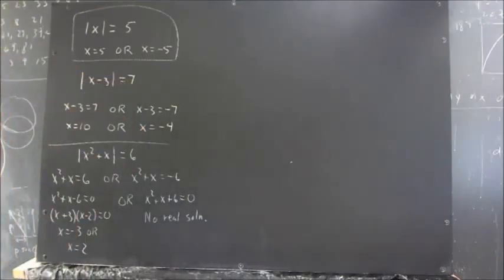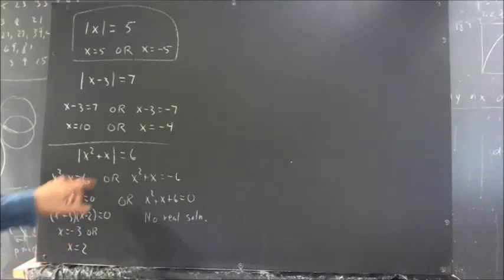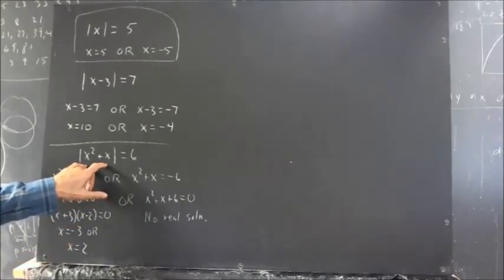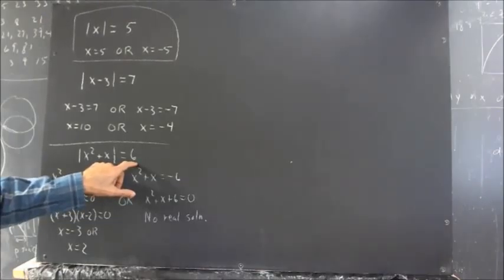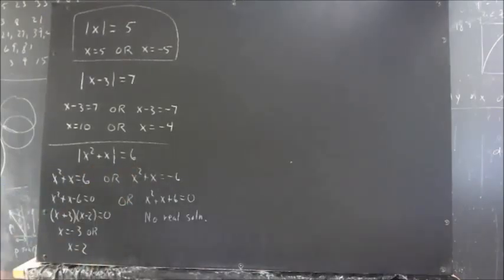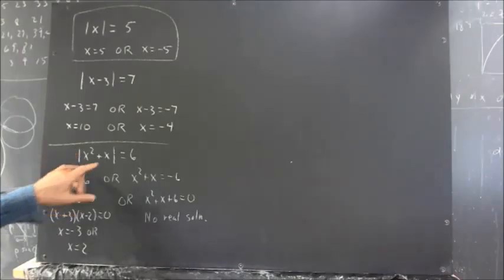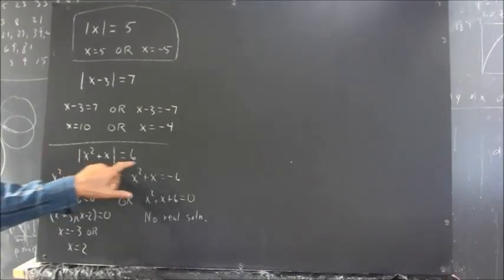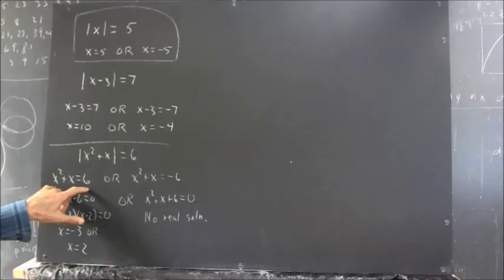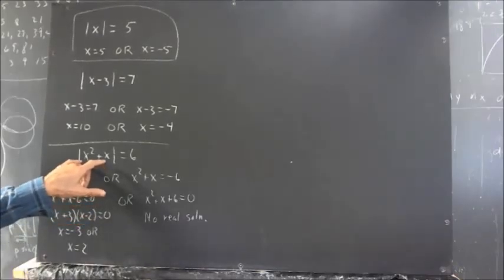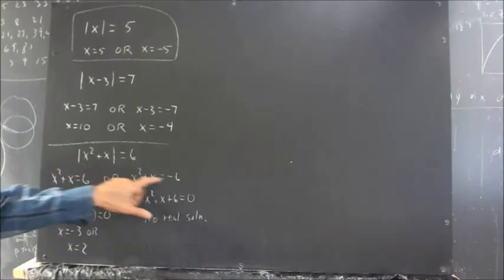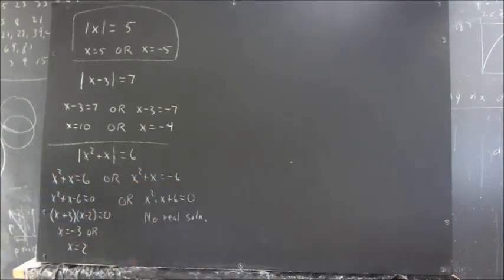Okay, so what do we get now? If we have the equation absolute value of x squared plus x equals 6, well, one possibility is that x squared plus x is equal to 6. So x squared plus x could be equal to 6. Another possibility would be that x squared plus x is equal to negative 6.